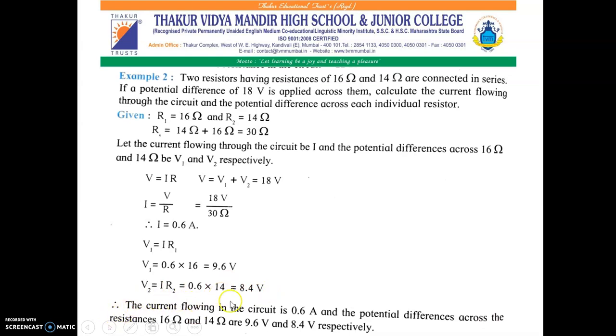So the current flowing through the circuit is 0.6 amperes and the potential difference across the two resistances, that is 16 ohm and 14 ohm, are 9.6 volt and 8.4 volts respectively.